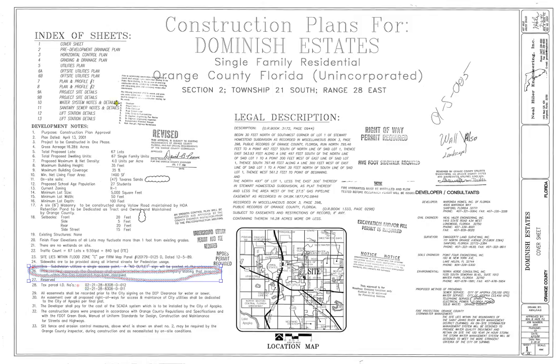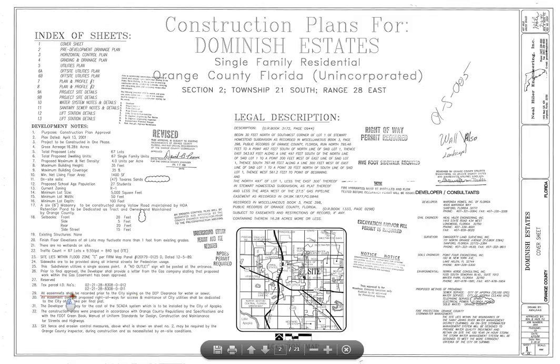The tax parcel IDs are listed also, so we'll only have one. The next one says all easements shall be recorded prior to the city signing the DEP clearance. Now, this was for the sewer and water. The other thing is that we have existing utilities on our site. We have to see if those utilities were put under easements, and if they were, then we will have to remove those easements from the project.